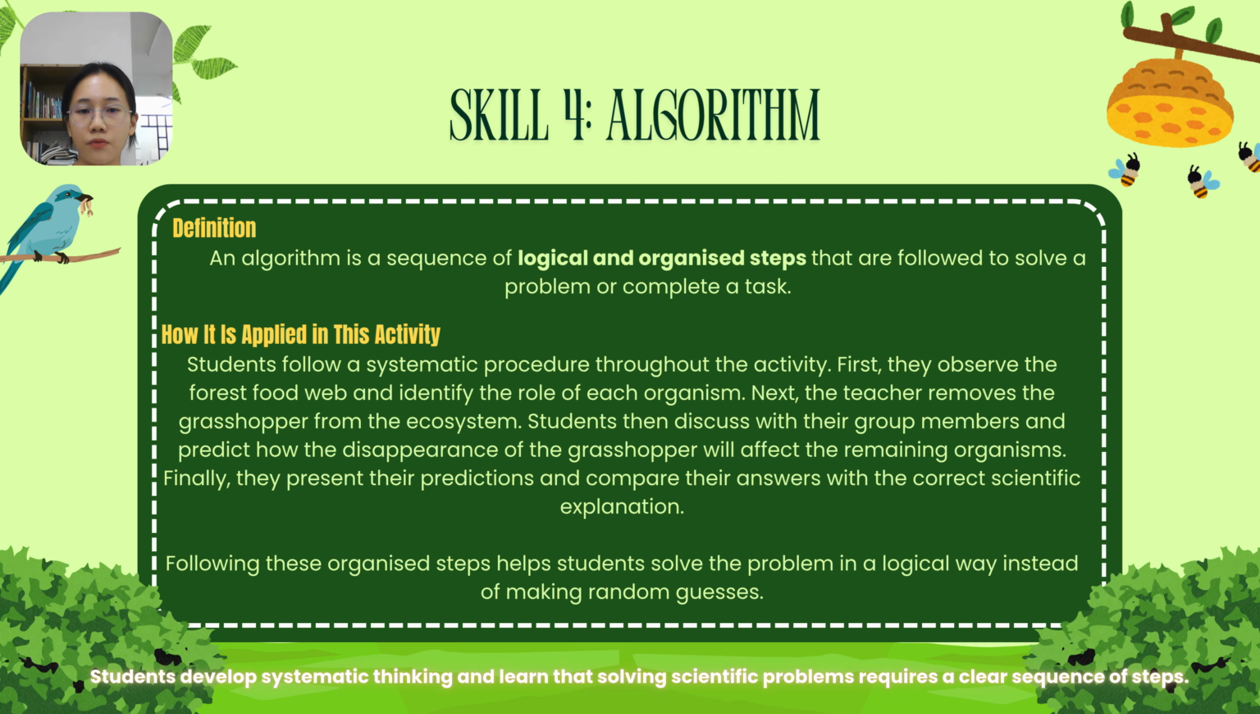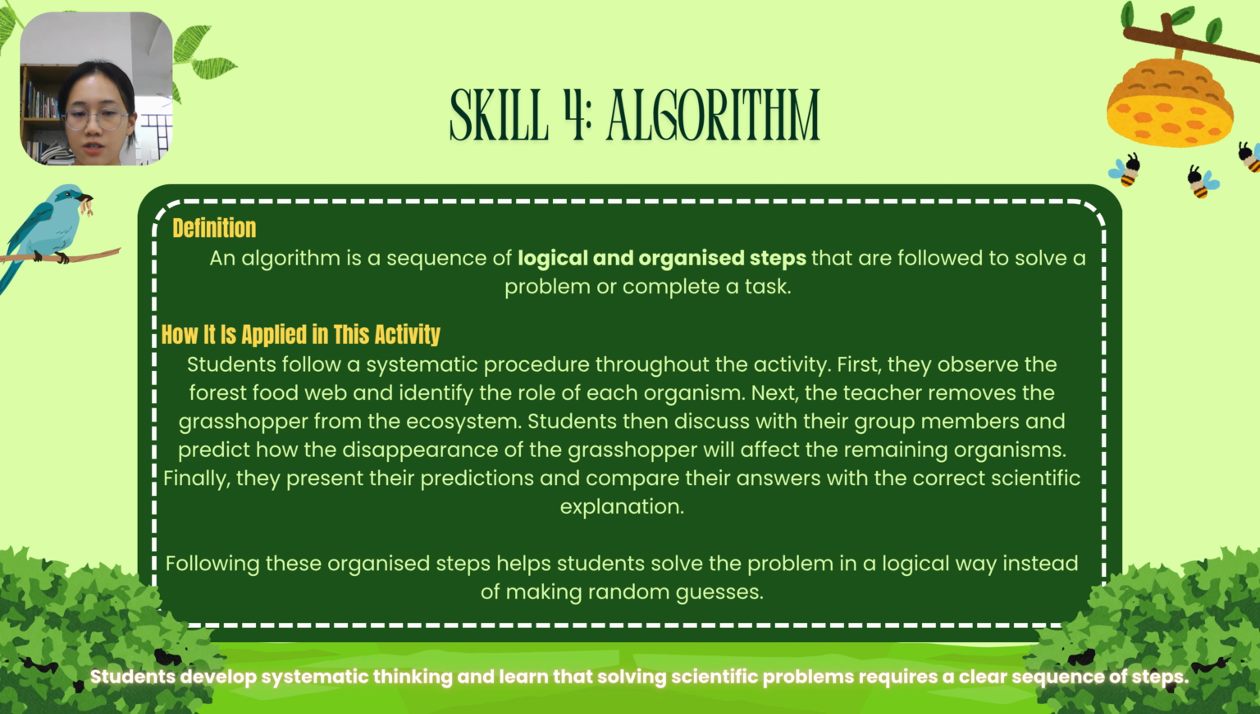Firstly, they observe the forest food web and identify the role of each organism within the ecosystem. They identify which organism is the producer and which organisms are consumers. Next, the teacher will remove the grasshopper from the ecosystem to create an investigation scenario. The students then work together in groups to discuss how this change will affect the remaining organisms. Based on their observations, they predict what will happen to the population of the grass, frog, snake, and eagles.